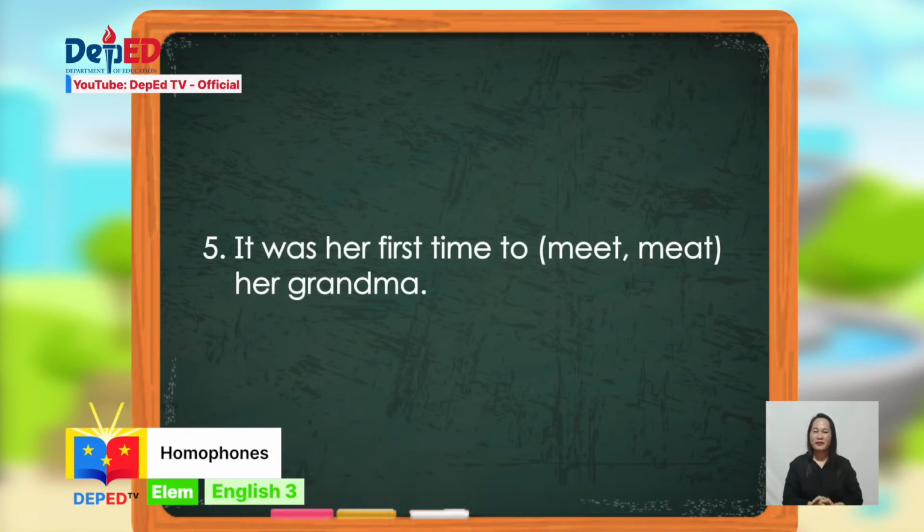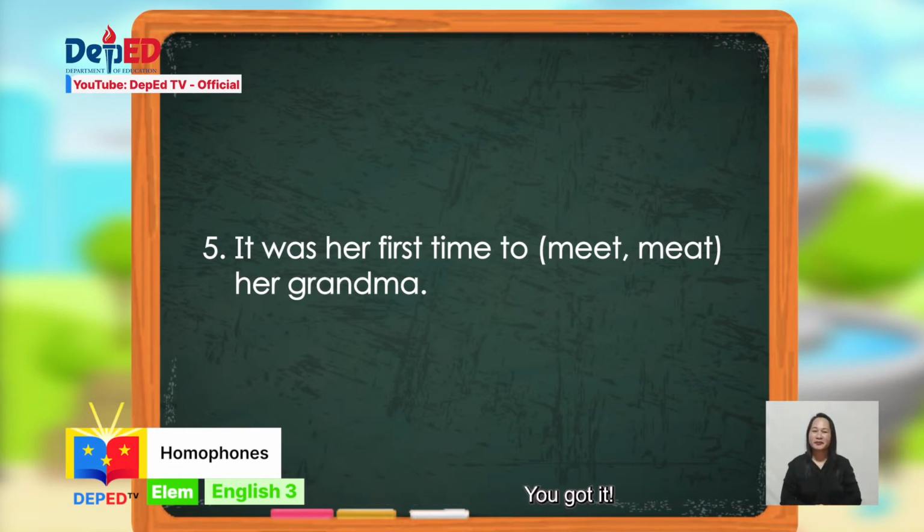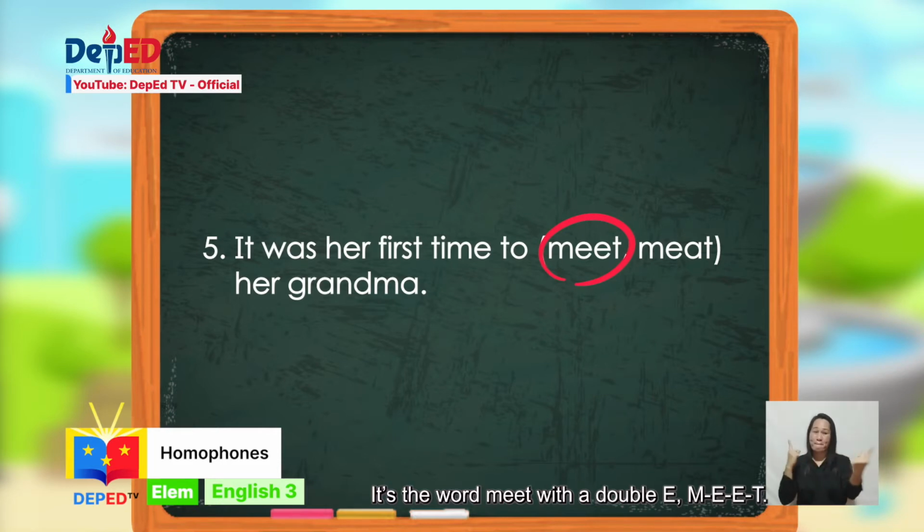Number 5. It was her first time to meet her grandma. Which of the choices make the sentence correct? You got it! It's the word meet with a double E. M-E-E-T. Meet.